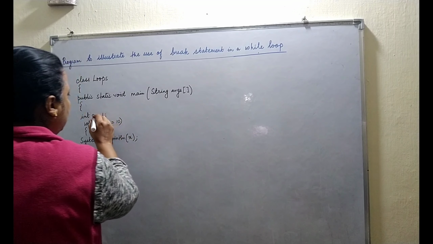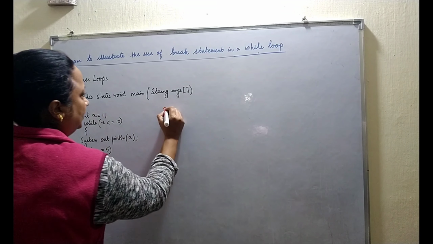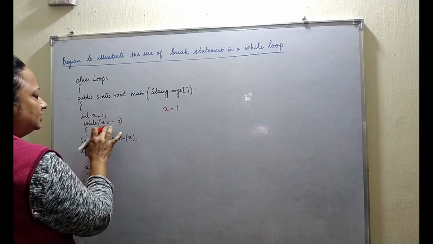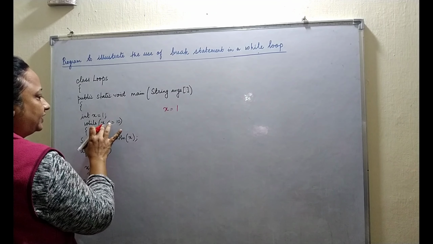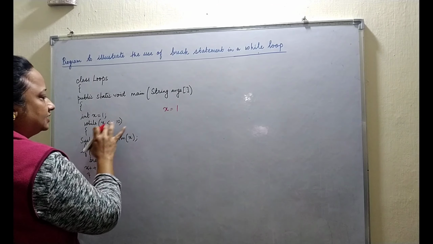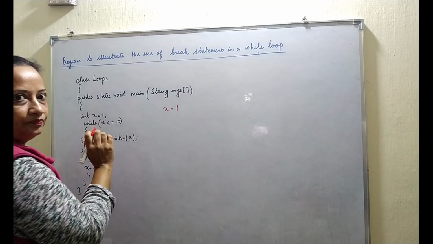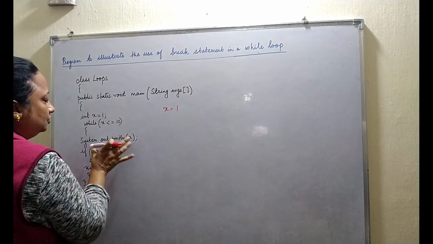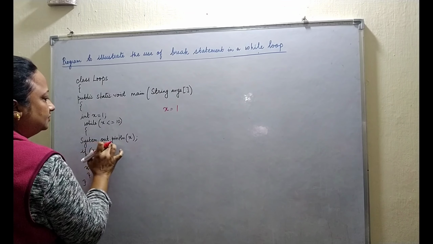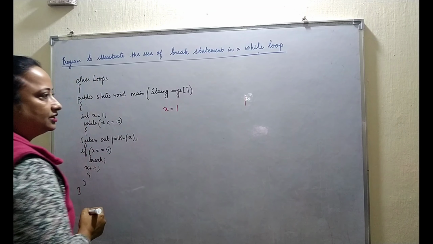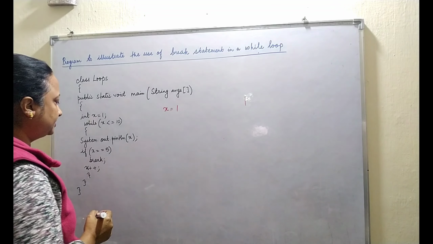What happens here? The initial value of x is equal to 1. Now, the value of x is checked here. So what is the test condition? That is whether the value of x is less than or equal to 10. Since the value of x is 1, this condition is true. So if this condition is true, what will be executed here? System.out.println(x). So what is x? 1. It will be printed.